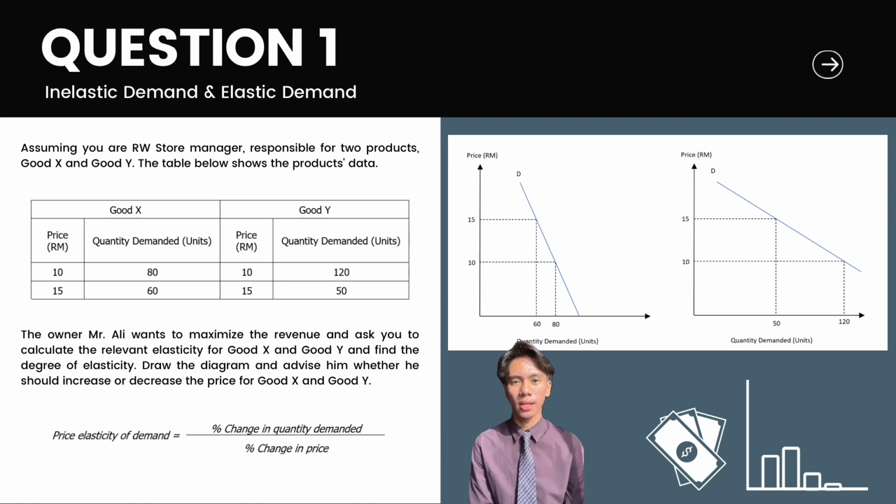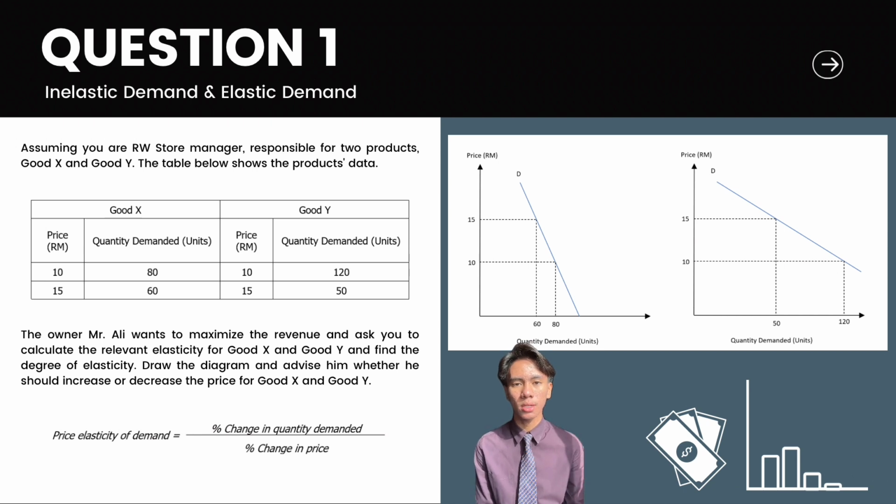Question 1. Inelastic demand and elastic demand. Assuming you are the RW store manager responsible for two products, good X and good Y. The table below shows the products data. The owner, Mr. Ali, wants to maximize the revenue and asks you to calculate the relevant elasticity for good X and good Y and find the degree of elasticity. Draw the diagram and advise him whether he should increase or decrease the price for good X and good Y.